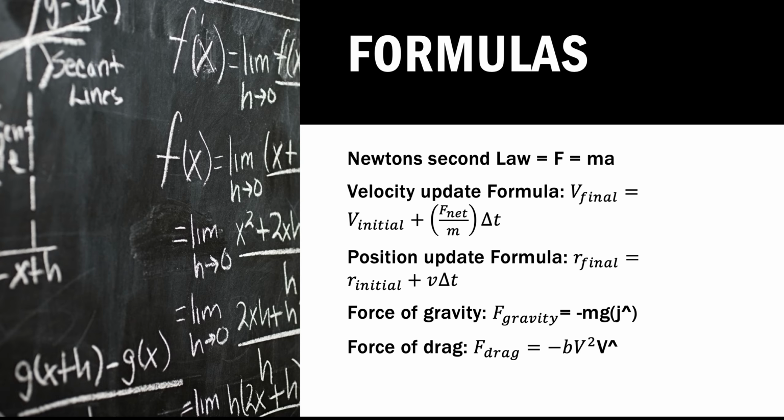Here are the formulas that we are going to use in this lab. Newton's second law, which is F equals ma. Velocity update formula, which is v final equals v initial plus F net over m times delta t. Position update formula, where r final equals r initial plus velocity times delta t. And force of gravity, where F gravity equals negative mg times j hat. And force of drag, which is F drag equals negative b v squared v hat.